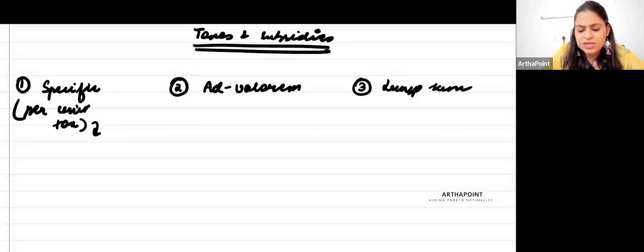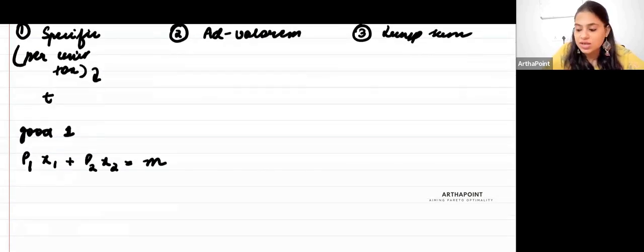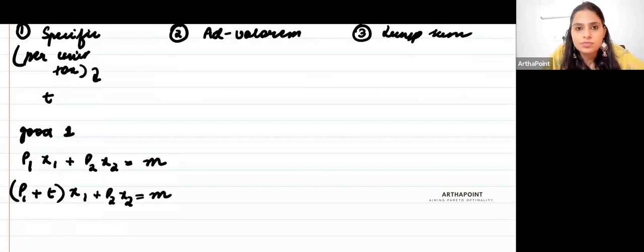Let's say that the per unit tax is T. Now the question that I'm asking is, suppose it is good 1 on which you impose the tax. What will happen to the budget line? If earlier your budget line was P1 x1 plus P2 x2 is equal to M, then your new budget line will be P1 plus T, the price has increased by T rupees, into x1 plus P2 x2 is equal to M.